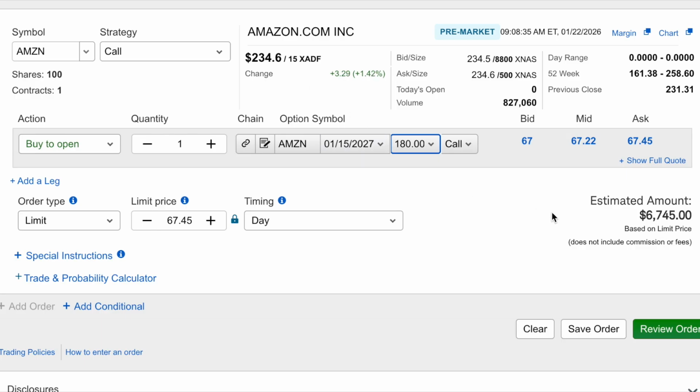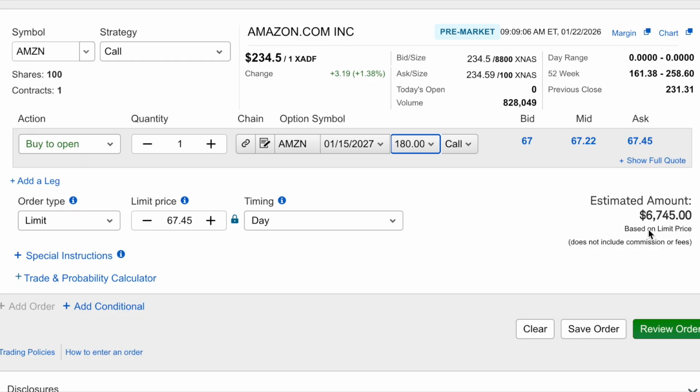So let's figure out for the 180 strike price, let's just figure out the intrinsic value that it currently has. If we buy this option for $6,745, so it'd be locking in the price to buy Amazon for $180 a share up until January 15, 2027. It has intrinsic value, and the intrinsic value is the amount the stock is above the strike price. So it's above the strike price. We'll say Amazon's trading at $235. It's above the strike price by $5,500.